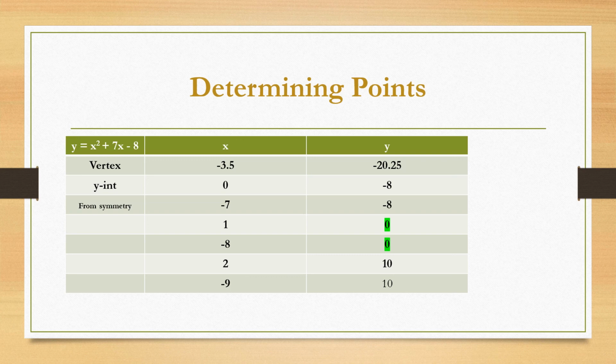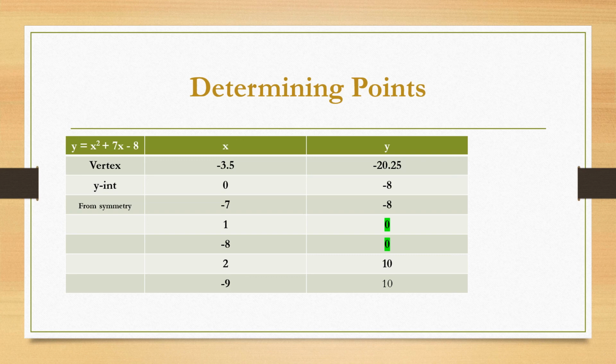It looks like x equals 1 and x equals negative 8 are good selections for my next points, going to the right and going to the left of what I currently have. Additionally, I could use 2 and negative 9. I could use those if necessary or just for practice.